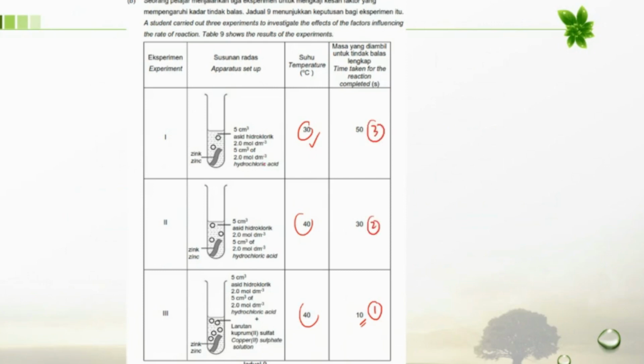Now we check why this one has the lowest rate. Let's see. Zinc, maybe zinc strip. Zinc strip the same. Concentration 2.0, this one 2.0, this one 2.0. But here we have this one, copper(II) sulfate solution. So class, what is this? What is this copper(II) sulfate solution? What is the function of this, class? Anyone know? What is the function?